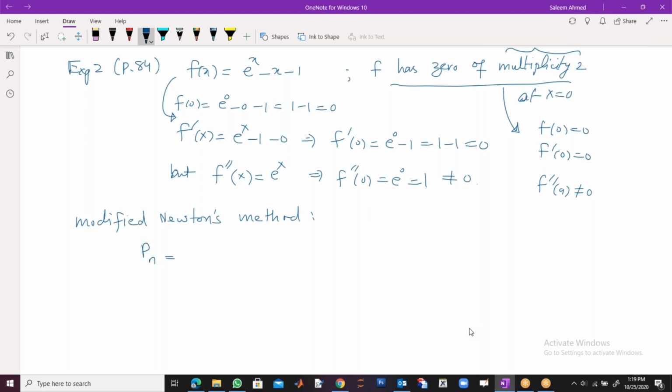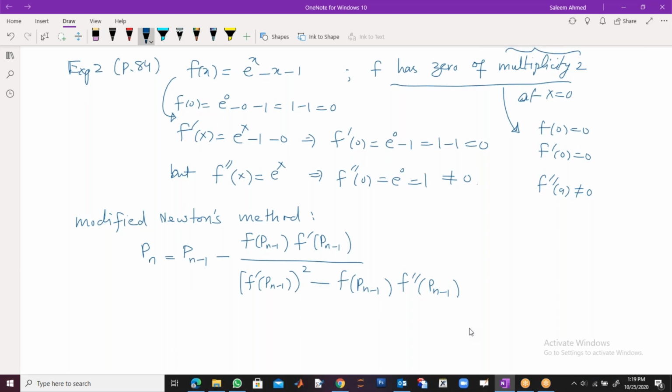Modified Newton's method gives Pn equals Pn minus 1 minus f at Pn minus 1 times f prime at Pn minus 1, divided by f prime at Pn minus 1 squared minus f at Pn minus 1 times f double prime at Pn minus 1. So this is what you have, right? This is for n greater than or equal to 1.